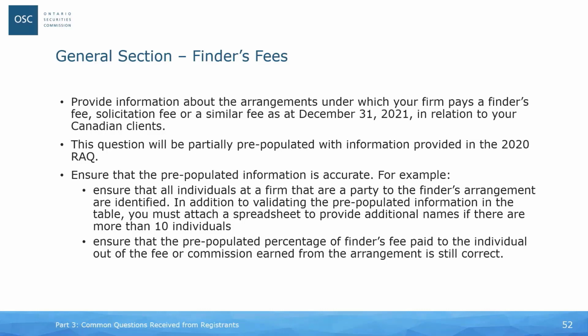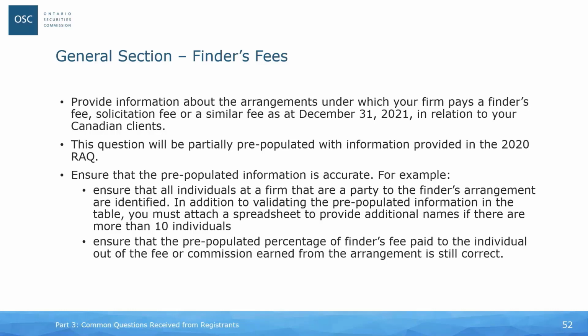Question G8 of the general section asks registrants to provide information about the arrangements under which your firm pays a finder's fee, solicitation fee, or a similar fee as at December 31, 2021. The form provides a definition of finder as an individual or company who identifies or solicits potential purchasers of securities. A common question asked by registrants is, what is the difference between a referral arrangement and an arrangement in which a finder's fee is paid?